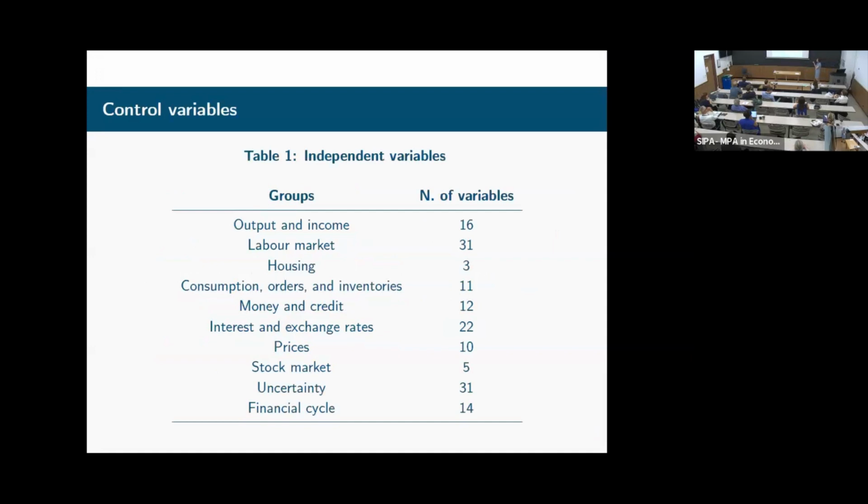In terms of independent variables, this is how things look like. In terms of groups, these four groups are from FRED-MD. We just did a small extension to them if there's a specific variable mentioned in the literature that is important to understand the effect. In addition, uncertainty is quite highlighted in the literature, so we created an uncertainty block, and we include 31 uncertainty variables, which differ in terms of news-based measures or depending on implied volatility, et cetera. And we have some financial cycle measures, again coming from the literature, and some of them are at quarterly frequency. So in total, we have four different frequencies and 156 independent variables.